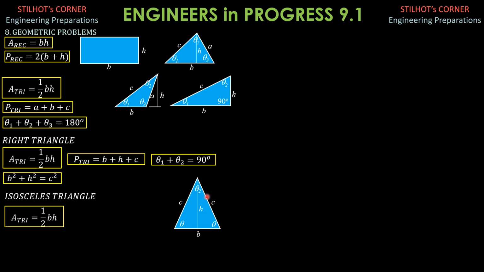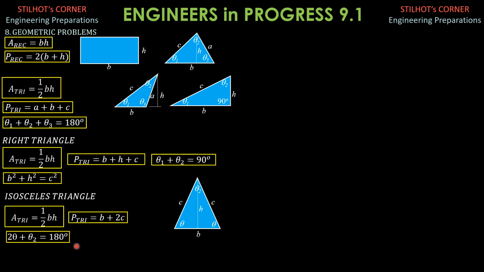Then the perimeter is B plus 2C of the triangle. And the sum of the interior angles, 2 theta plus theta 2, equals 180 degrees. Then you can also apply Pythagoras theorem here. This altitude will bisect the base, so this is B over 2. This is H. So quantity B over 2 squared plus H squared equals C squared.